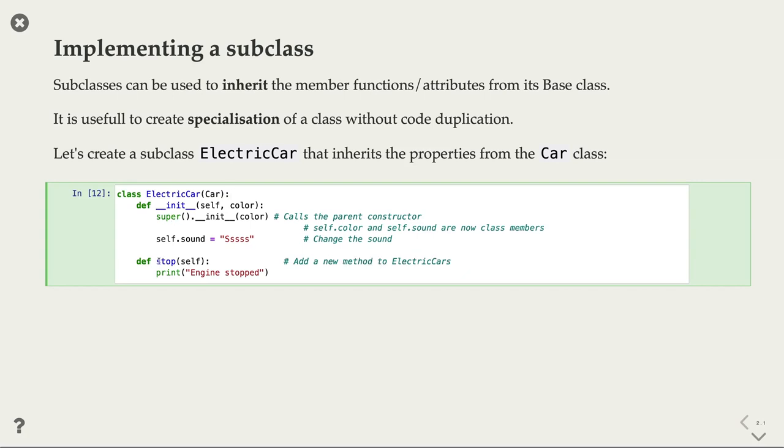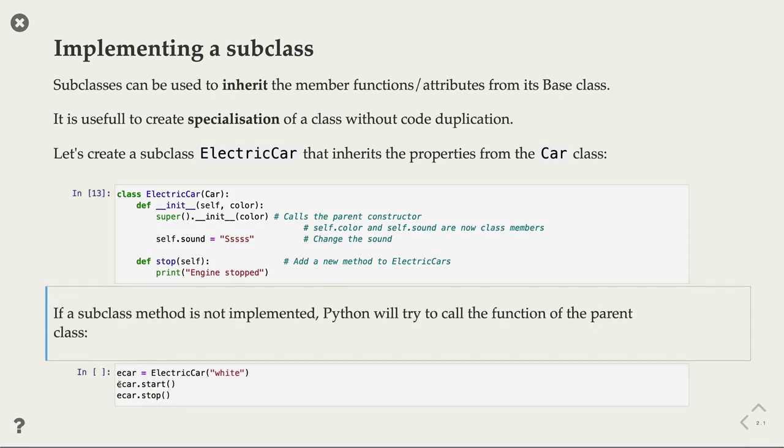And we're also defining a new method called stop. So in this case, cars can start, but only electric cars can stop. If a subclass doesn't override a method, then when you try to access that method, it will find it on the parent class. So here we are creating an electric car. We're calling start, and start is not defined on electric car, but it is defined on car. So when we call start, it's calling the start method that was defined on car.